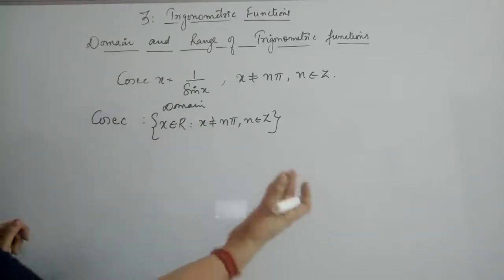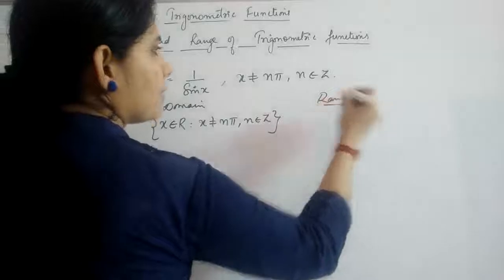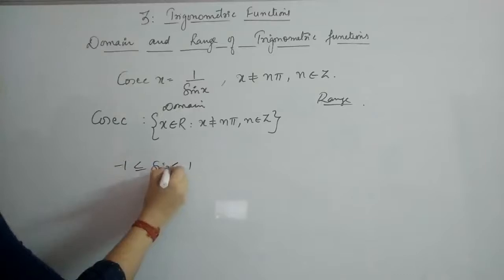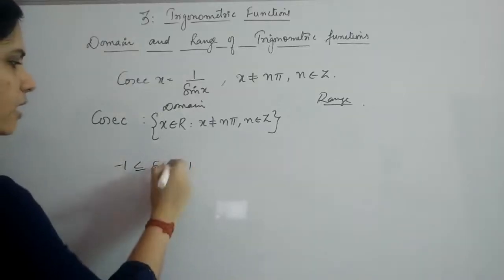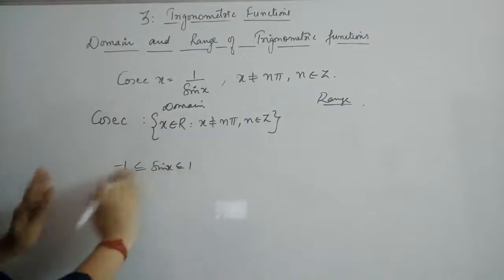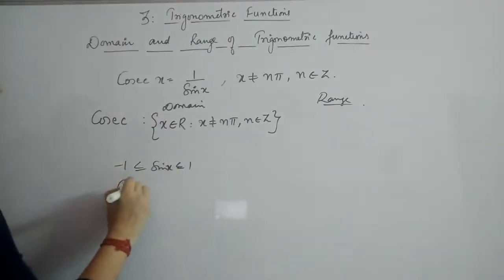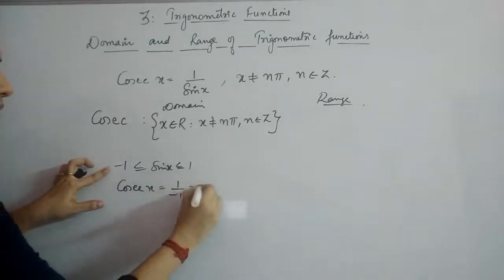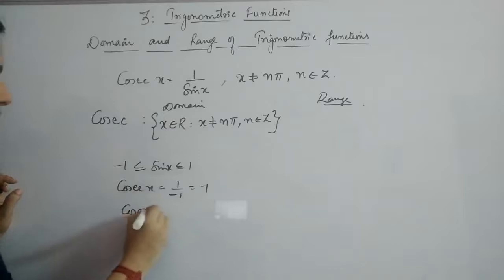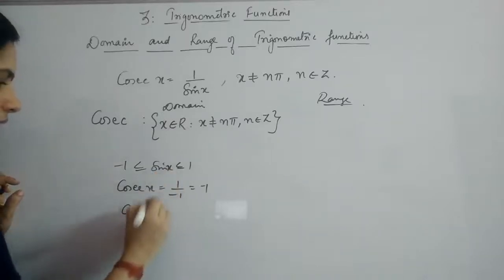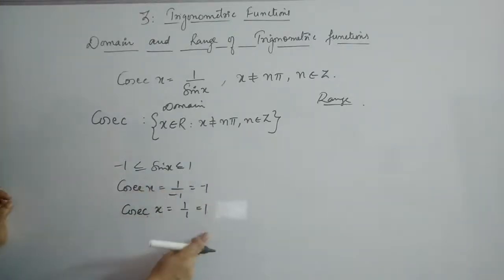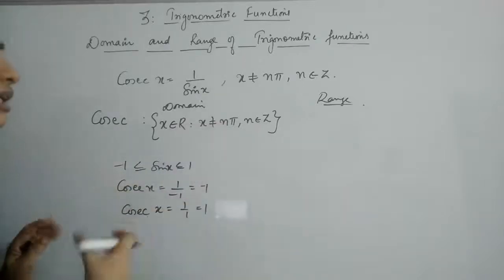Now talking about the range. Let's see what will happen. We know that sin x is ranging from -1 to 1, right? Now if I substitute any value for sin x between -1 and 1, I can check for cosec x. If I take -1 as the value of sine, I get 1 by -1, which is -1. For the maximum value of sin x, you will have 1 by 1, which is 1. That means cosec has -1 as well as 1 in its range. But what about the remaining values?